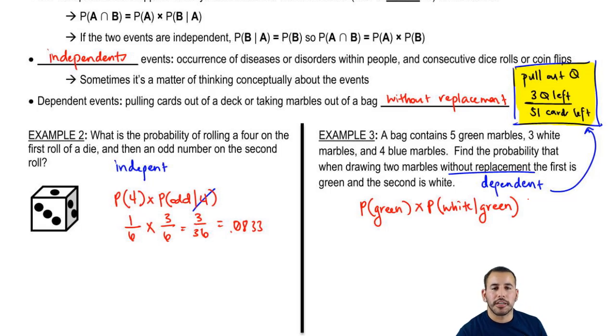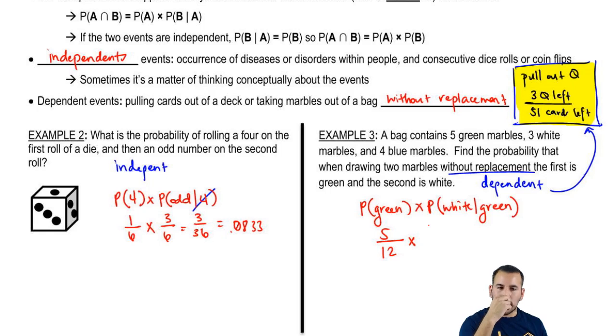So what's the probability of pulling a green marble? So again, think about the sample space, right? So how many green marbles are there at all? There's 5, good. So there's 5 green marbles. And now how many total marbles are there? So there's a total of 5, 3 is 8, and 4 is 12.